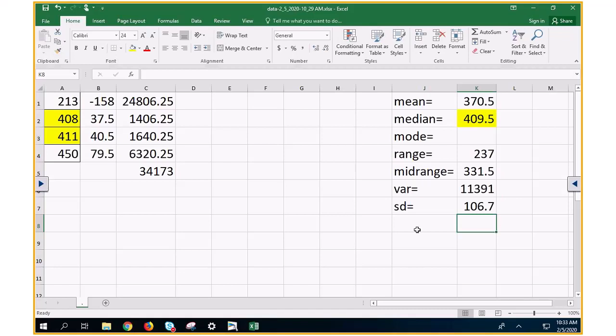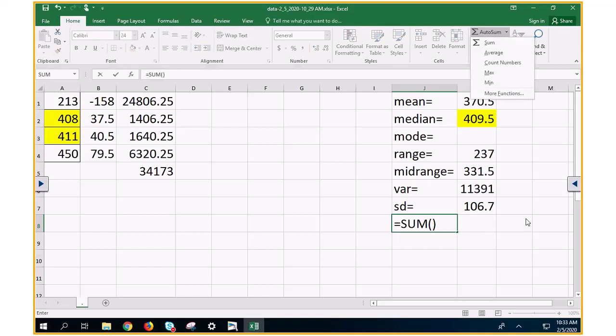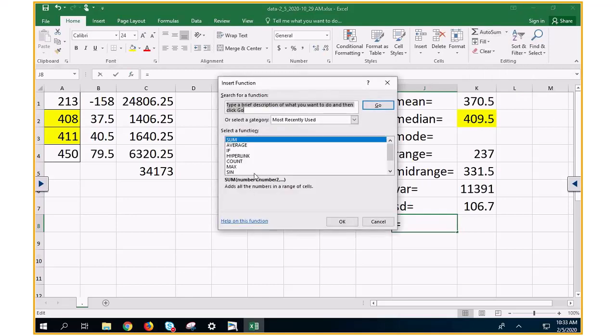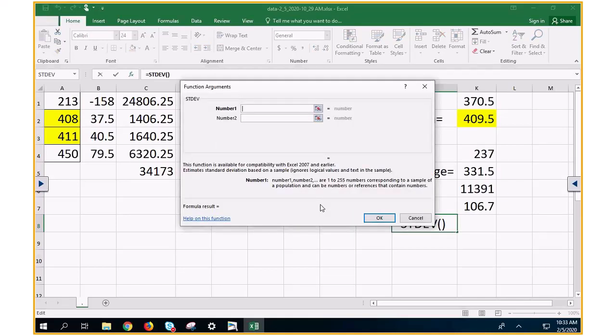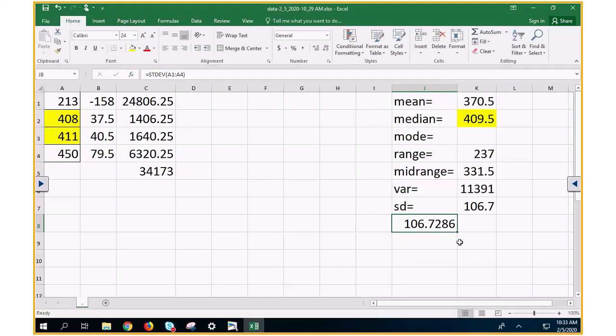Now, I'll tell you what, I'll just check it right here and just say auto sum. No, I'll just check it myself because y'all won't communicate with me. Thank you, I appreciate it. Standard deviation of these four numbers, enter, enter. Yep.